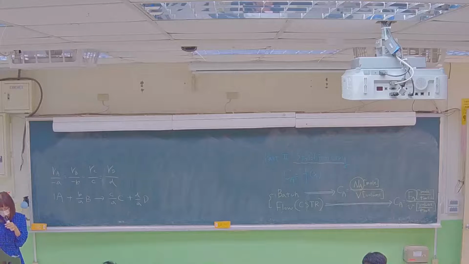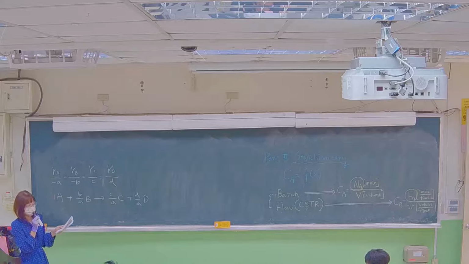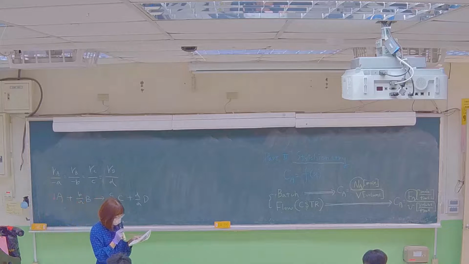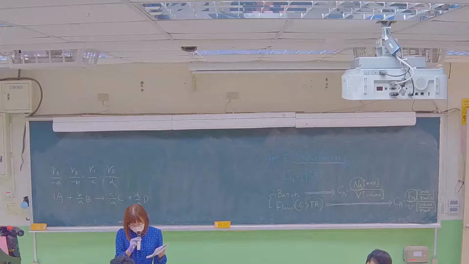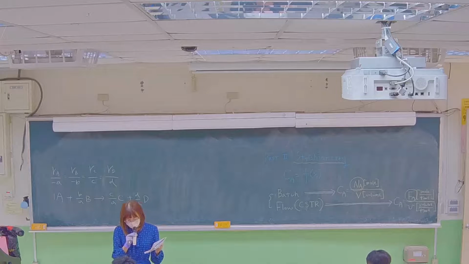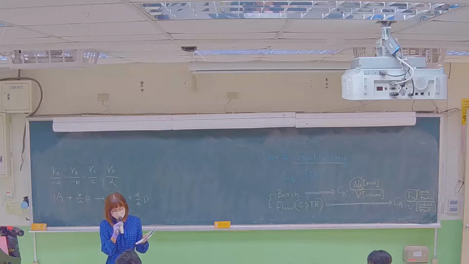First, let's talk about the batch system, batch system first and then CSTR. So now it is not a flow system, it is a batch system. There is a scheme, right? There is a scheme at the next slide. Slide 28. Okay, so there is a batch reactor.